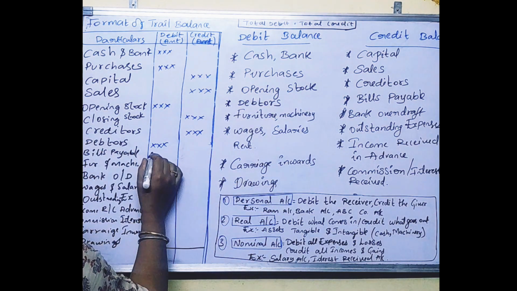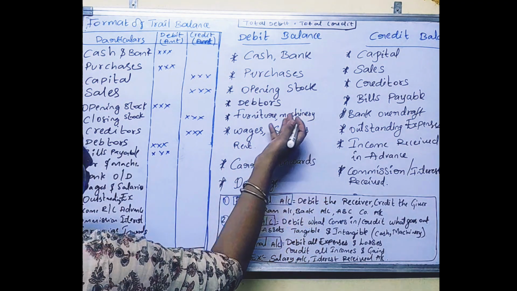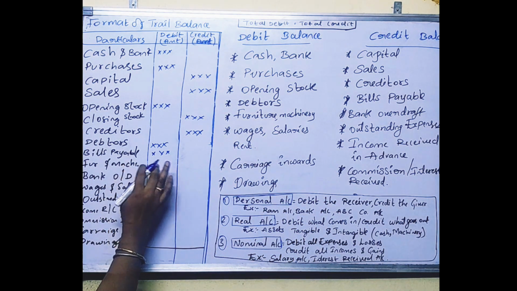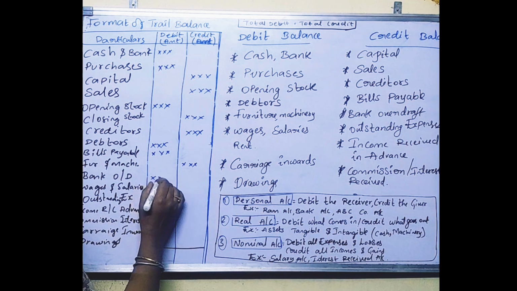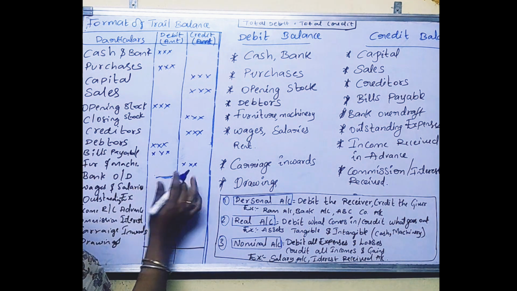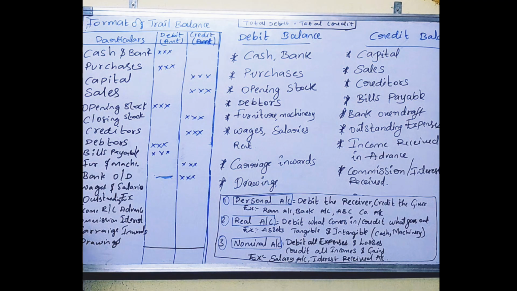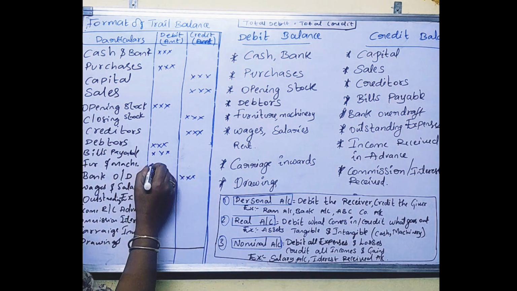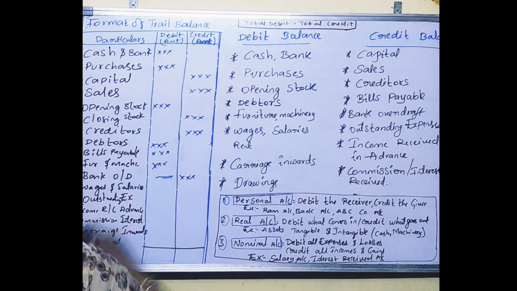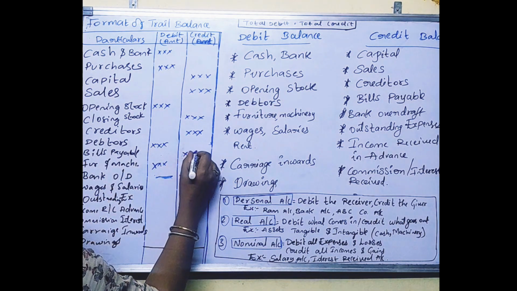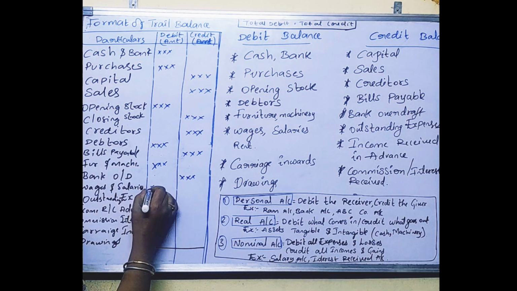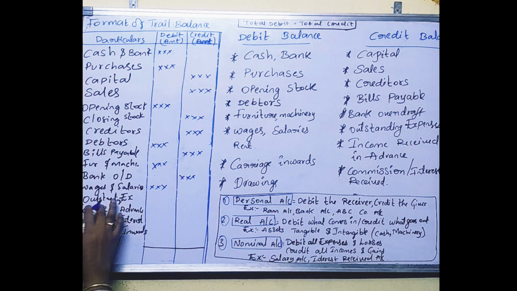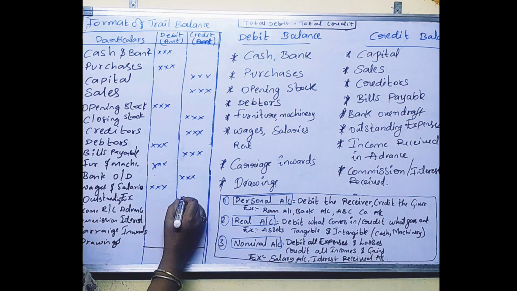Bills payable on the credit side, we are paying bills, right? Furniture and machinery are assets, so on the debit side. Bank overdraft, the bank is overdraft, so we will write it on the credit side. Bills payable means we are paying bills. And wages and salaries is a debit. And outstanding expenses, anyhow we are supposed to pay.